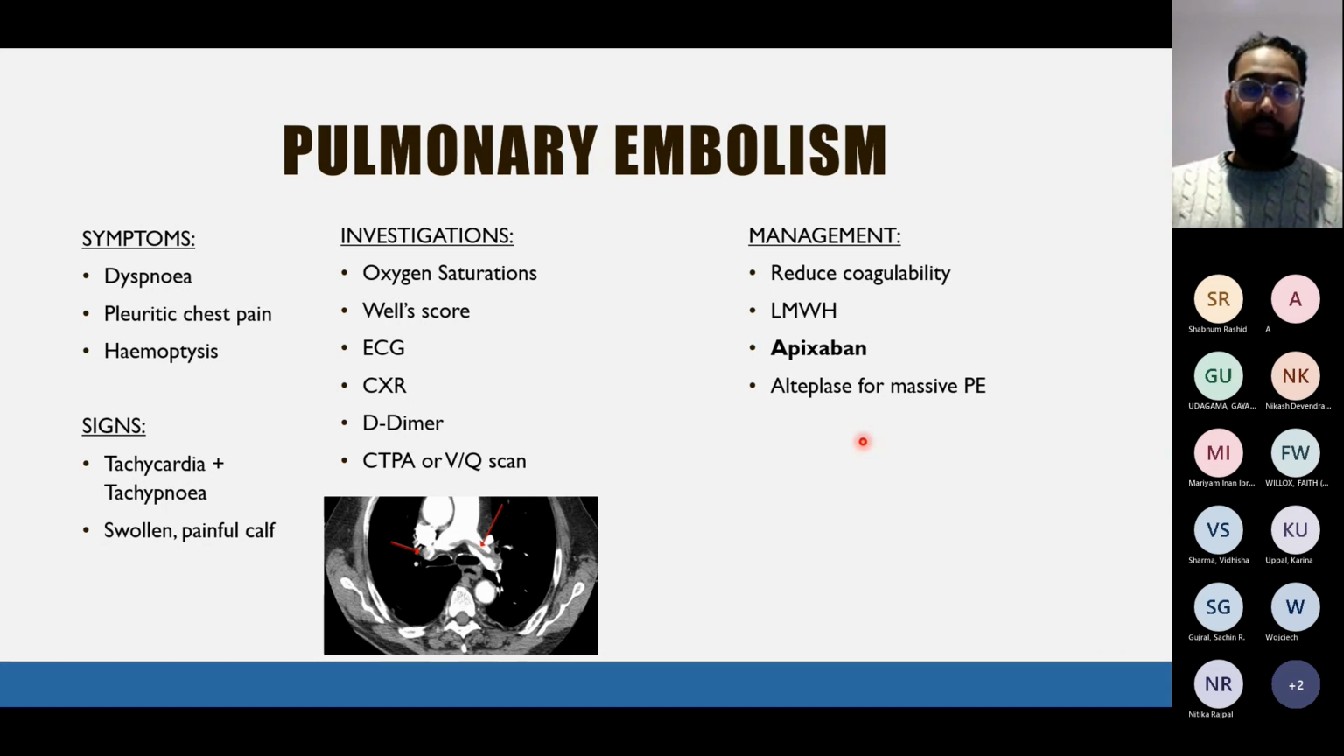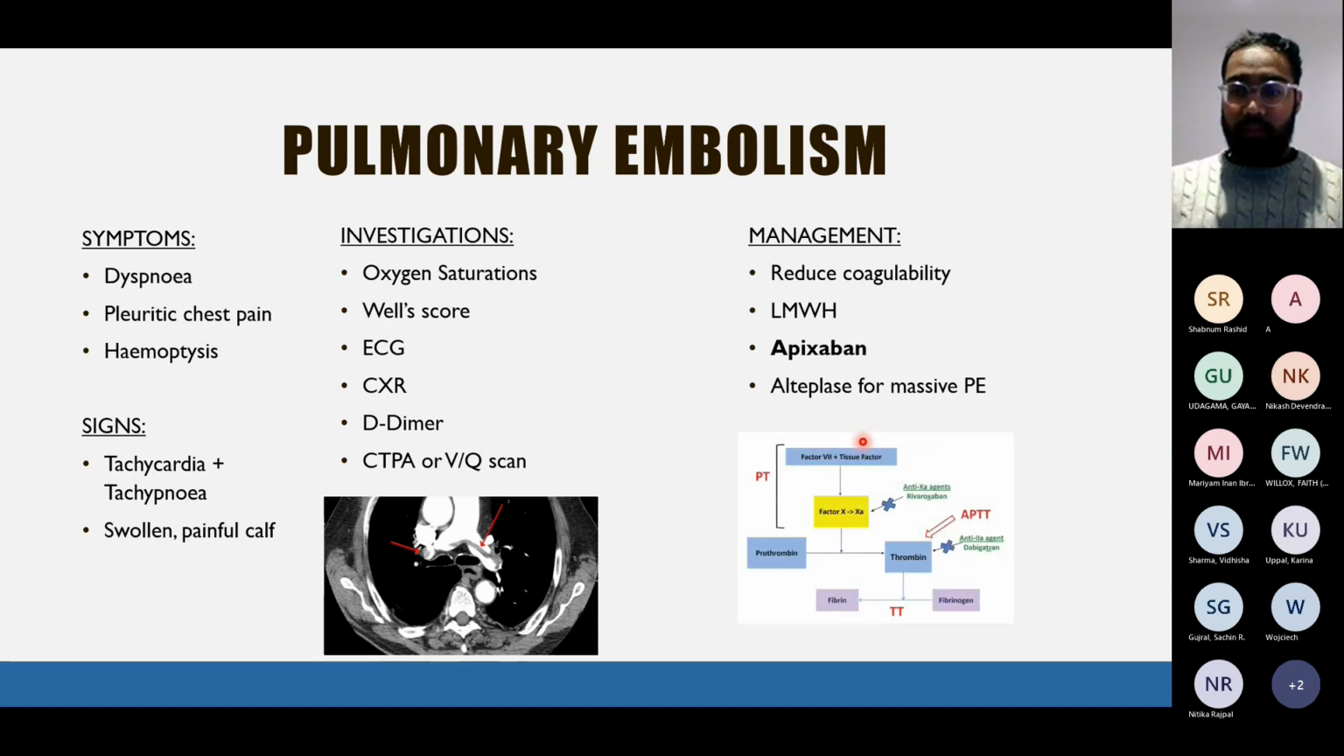But usually, for most people, we give apixaban, which is a DOAC, same family as rivaroxaban, so they inhibit the factor 10A pathway, and that inhibits all of this stuff. And these people are on apixaban for months, 3 to 6 months, depending on their history.